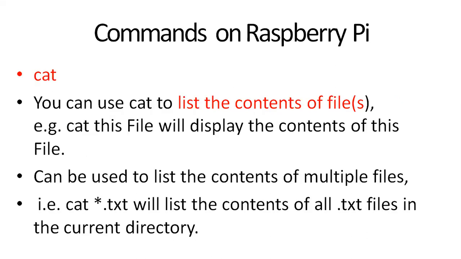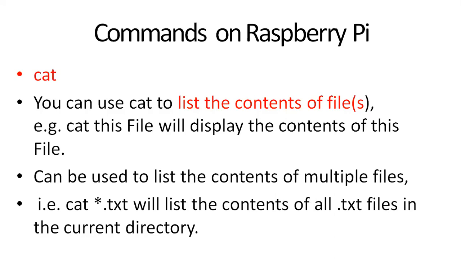Here, the cat command. What is the cat command? You can use the cat command to list the content of a file. The cat command is used for different purposes, for example displaying a file: cat file will display the content of this file. Is it clear or not?